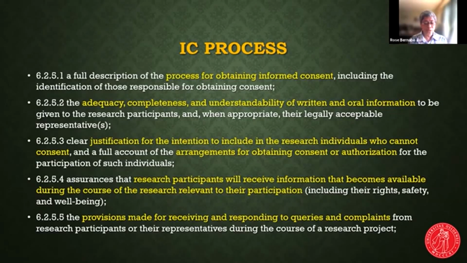So you want to make sure that there is a responsible person, and that the phone number and the contact information of this responsible person is provided in the informed consent, but also that the research participants are informed that they can get in touch with the research ethics committee and file a complaint, if there are any.